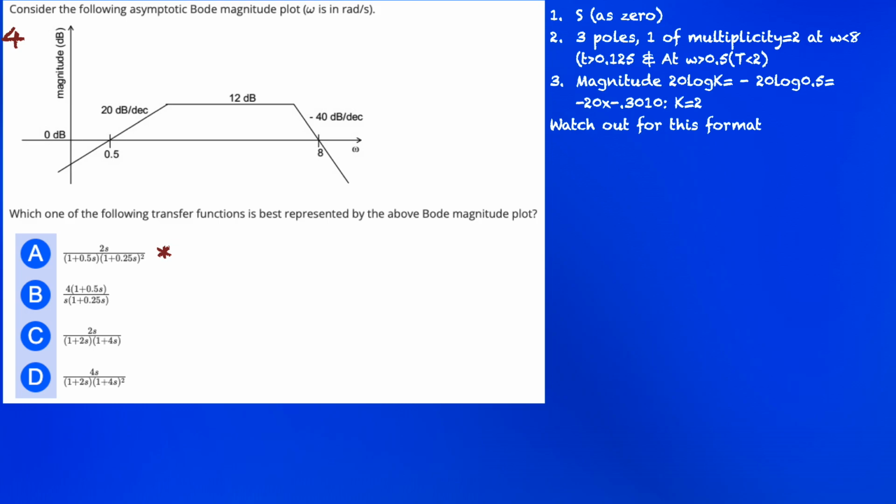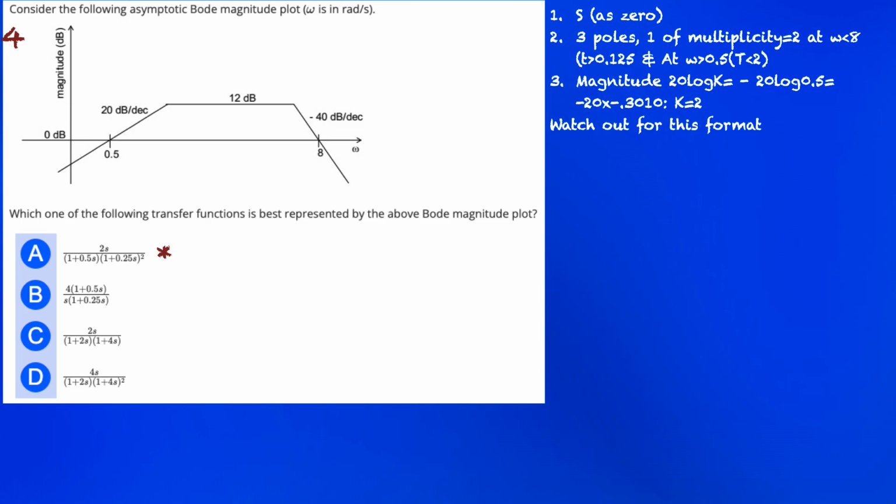Okay, so you see that 20 log k, this is the general pattern. It should have been 20 log k plus 20 log 0.5 equal to 0. So 20 log k is equal to minus 20 log 0.5. So you take the logarithm of 0.5, which is again minus 0.3010, because 0.5 is equal to 1 by 2. So minus 20 into 0.3010 tells us that k is equal to 2.